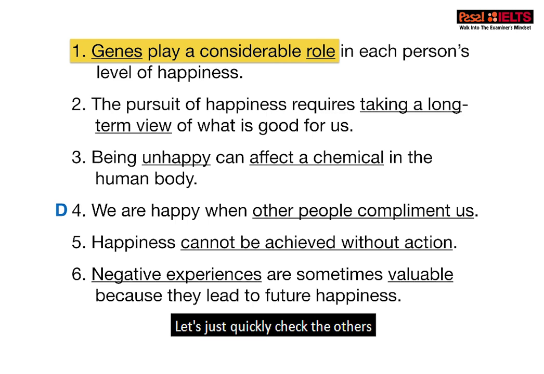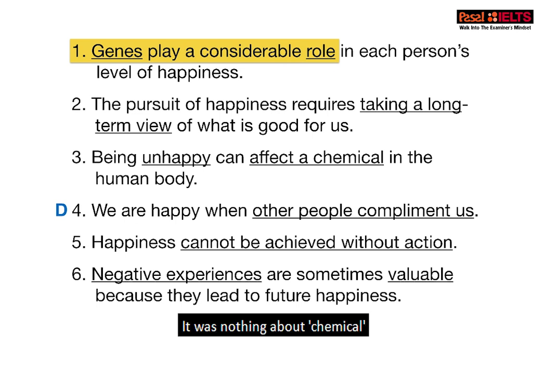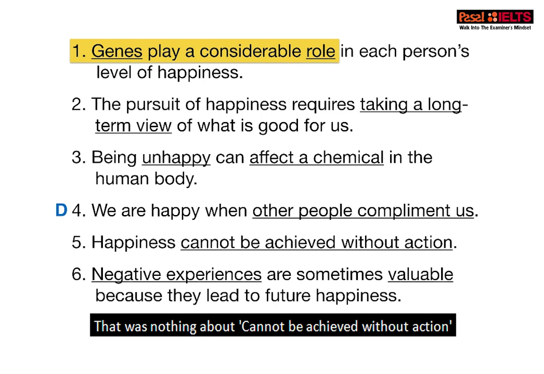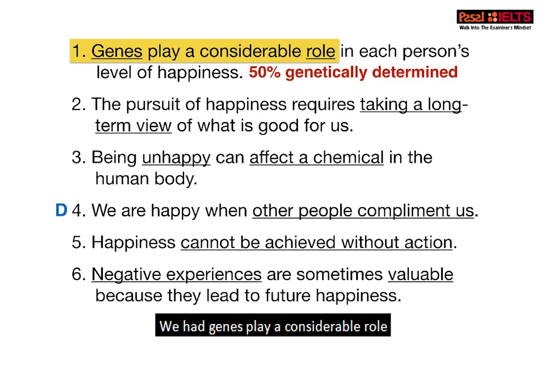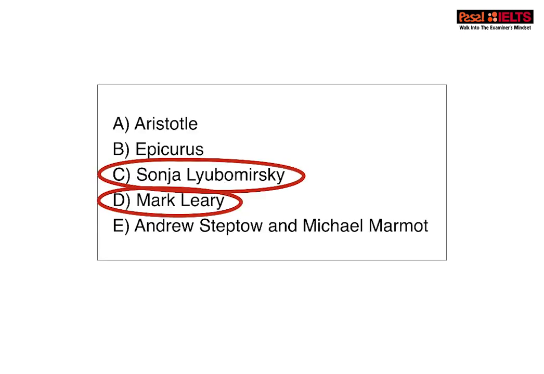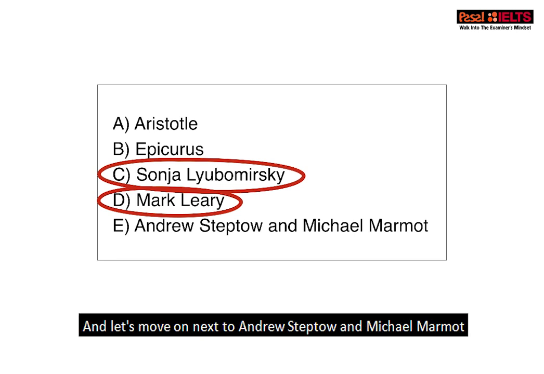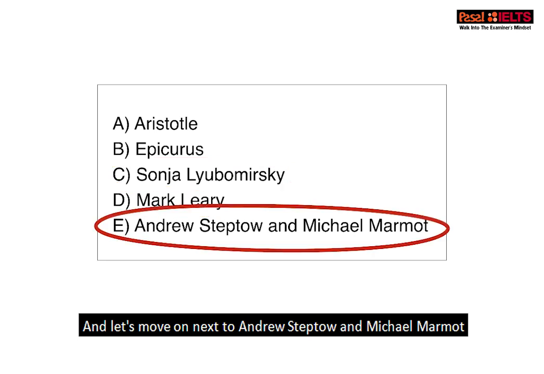Let's just quickly check the others. The long-term view in number 2, that was not mentioned. There was nothing about a chemical. There was nothing about cannot be achieved without action, and nothing about negative experiences being valuable. So number 1 looks like the only possible answer for this. We had genes play a considerable role, 50% genetically determined, so that is the answer. That's C. Sonia Lyubomirsky was C, so that was the answer. We've done those two now, and let's move on next to E, Andrew Steptoe and Michael Marmot.